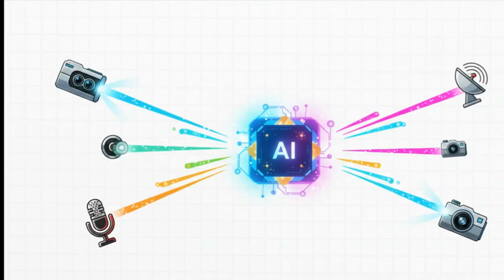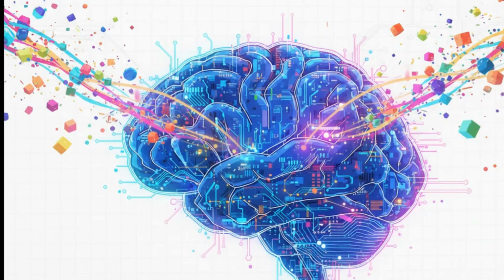First up, you've got sensors. Think of these as the agent's eyes and ears. It's how it gathers all the info about its world. We're talking cameras, microphones, radar, you name it. Next, there's the agent program. This is the brain of the operation. It takes in all that data from the sensors and decides, okay, based on what I'm seeing, what's the best move to make right now?